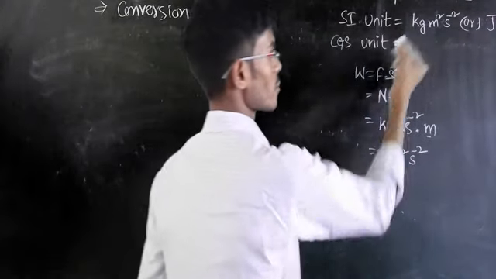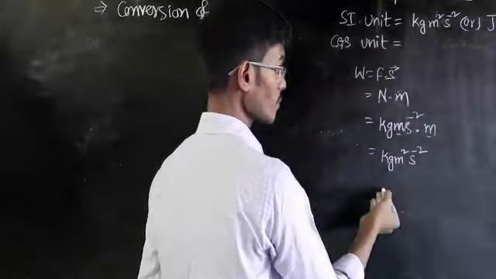And the CGS unit of energy is gram centimeter square S power minus 2 or erg. Okay. Then how to convert the SI unit of energy to the CGS unit of energy, or CGS unit of energy to the SI unit of energy?